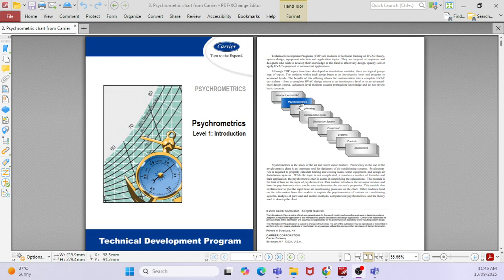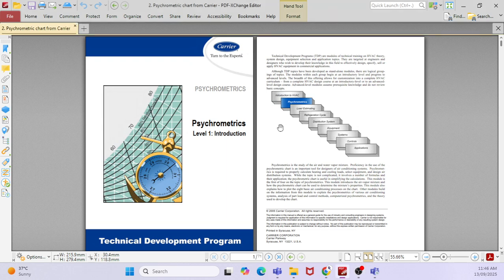Then you can learn about psychometrics, load estimating, refrigeration cycle, distribution system, equipment, system controls, applications. Everything is given here in this particular manual. There are a total of 71 pages. No need to rush to read these pages. You can go slowly to understand each and every item.